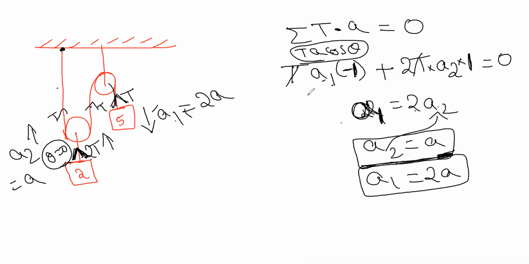So you can do this method or just assume A and 2A. But assuming A and 2A is useful only for 2 pulleys. If they give more than 2, then it becomes difficult. If you use this method, it is applicable for all the questions, and you can apply it very easily also.